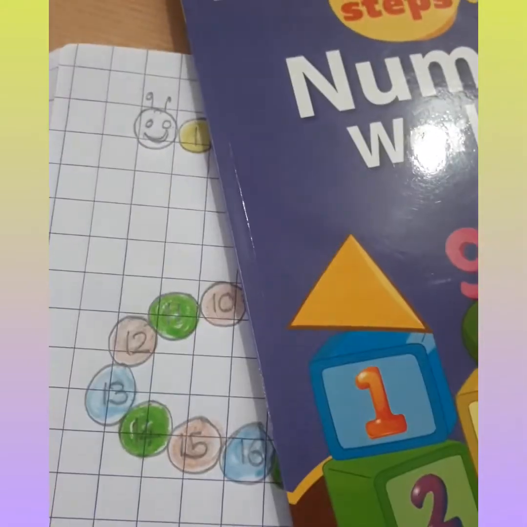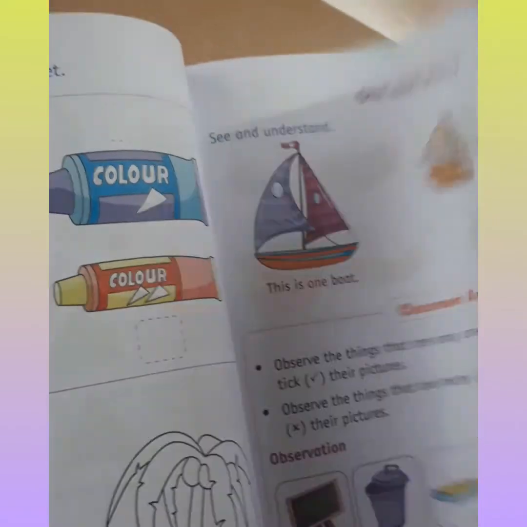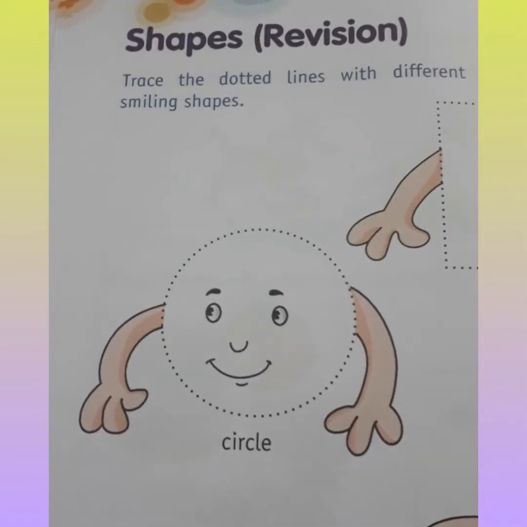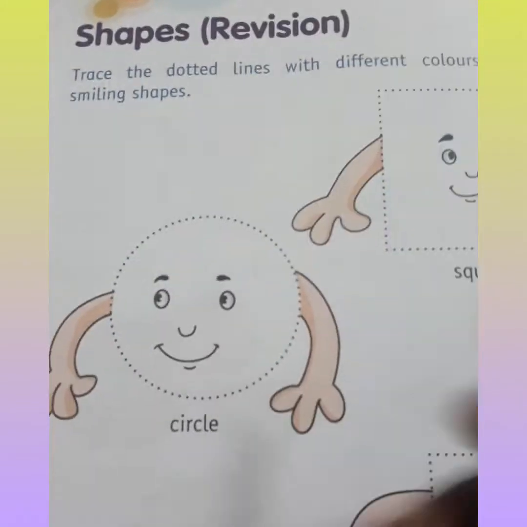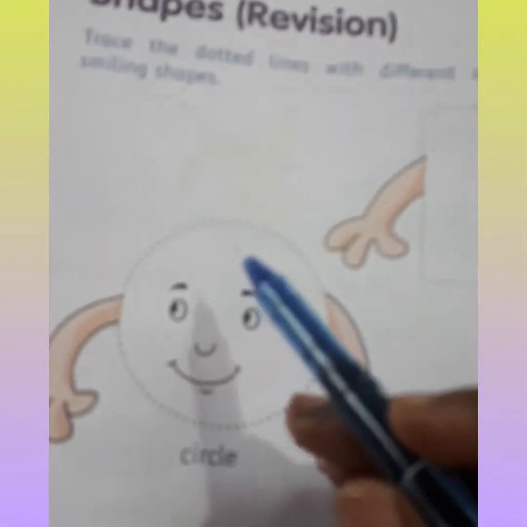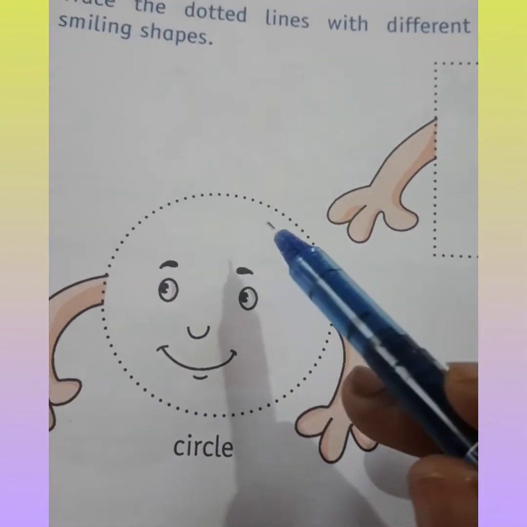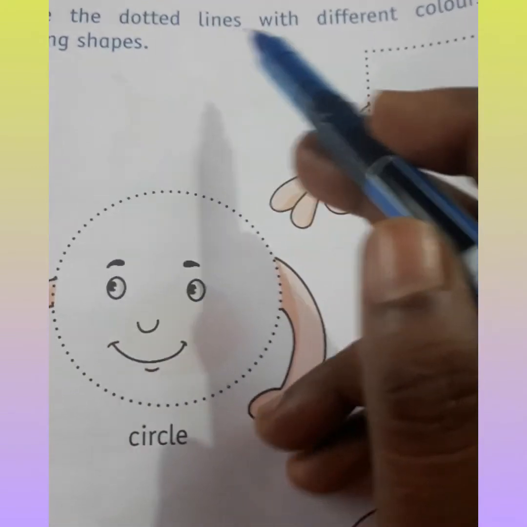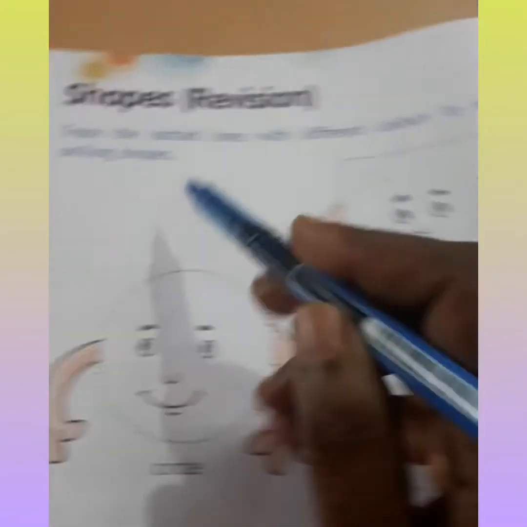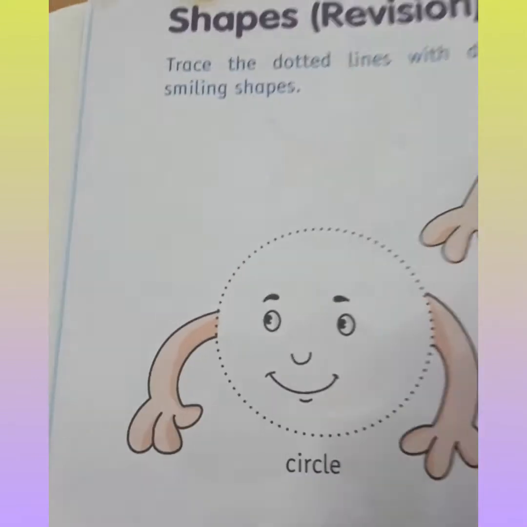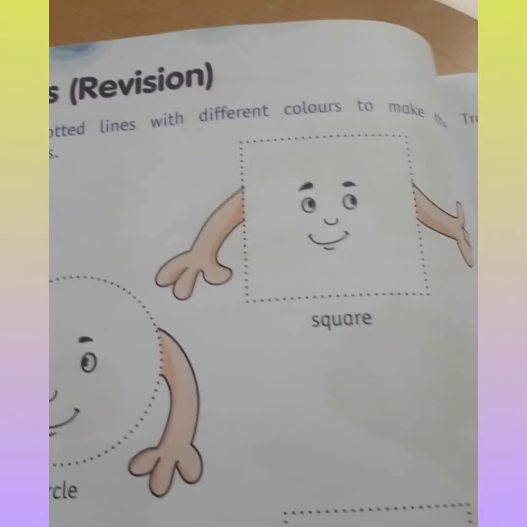Before writing the number 18, we have to complete the page number. In the workbook, the page number 18 we will complete first. It's the shapes. Already we have learned the shapes, is it? With the help of the pencil, we will be tracing it. Dots are being given, so we will trace it. Trace the dotted lines with different colors to make these smiling shapes.